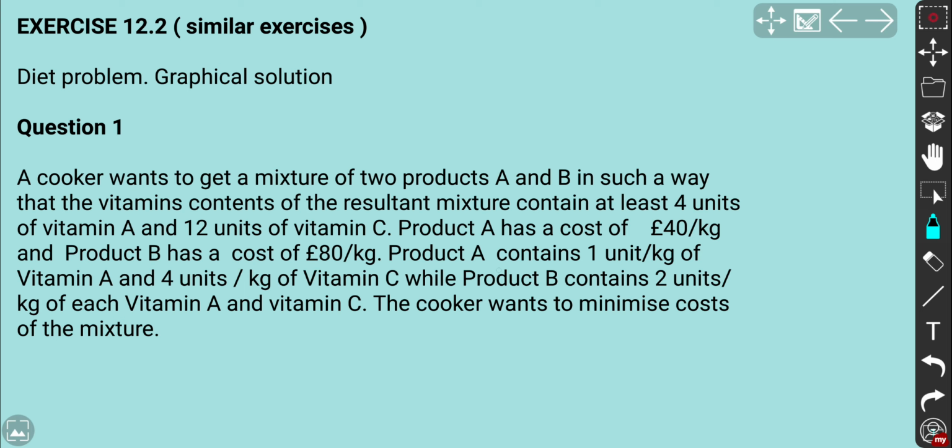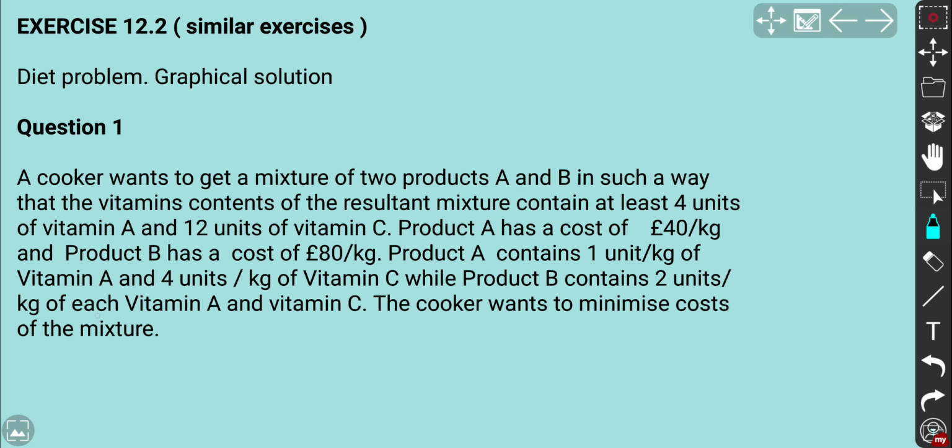So what about product A? Product A contains 1 unit per kg of vitamin A and 4 units per kg of vitamin C. Product B has other concentrations of vitamin A and vitamin C, in equal parts: vitamin A 2 units per kg and vitamin C the same 2 units. The cooker's purpose is to minimize cost, as is typical for any responsible person, the price of production.